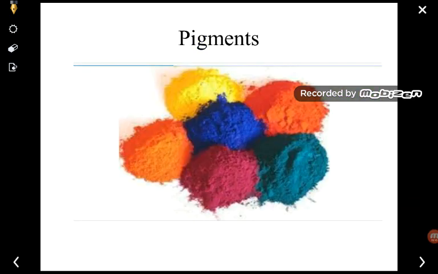So this is a picture of pigments. Sometimes these pigments are synthetic, as well as natural, or you can say they are extracted from plant parts.